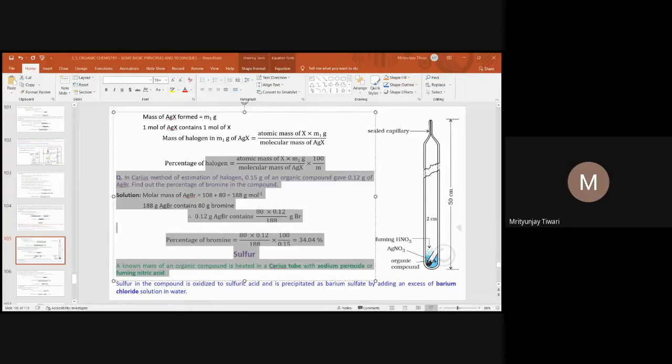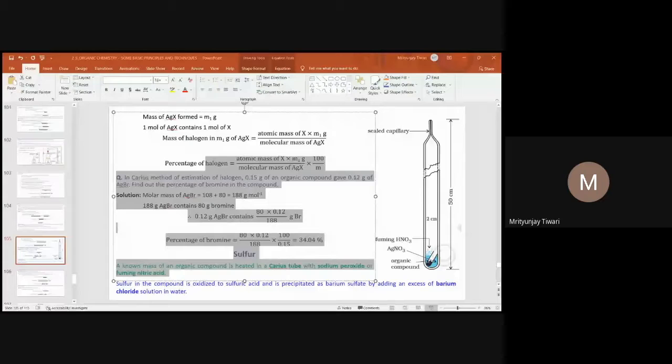So the atomic mass of sulfur divided by the molar mass of barium sulfate, into m1 grams, where m1 is the mass of BaSO4, the precipitate obtained, into 100 divided by the mass of the organic compound. From here we can calculate the percentage of sulfur, or we can directly use this equation: 32 into m1 divided by 233, into 100 by m, percent is the percentage of sulfur.